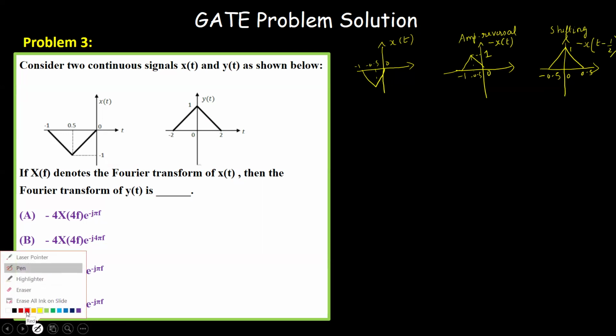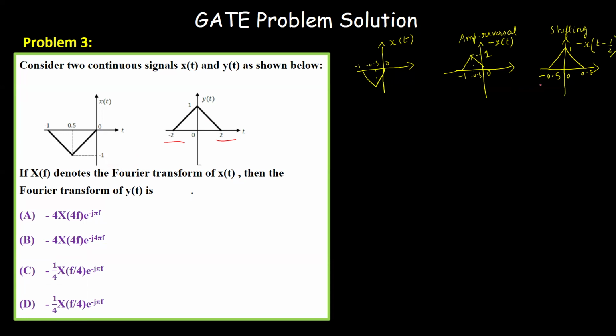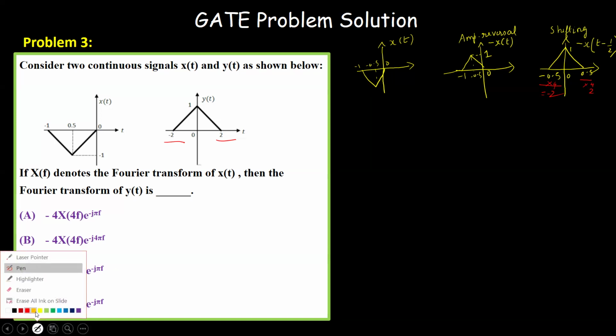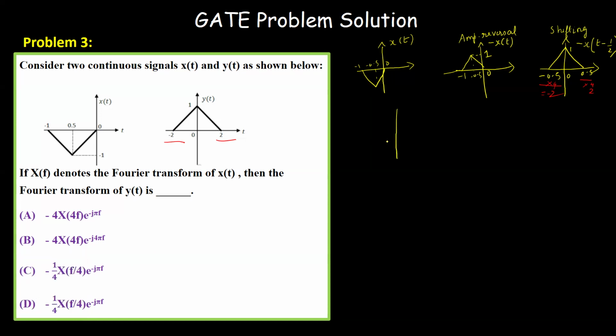What time range are we having? See here, minus 2 to 2. So here we are having minus 0.5 to plus 0.5. Okay, the signal should be expanded. Here 0.5 into 4 equals 2, so we will get minus 2 to 2. Into 4 means we have to give that as a fraction. So the output waveform, we can scale it by 1 by 4.